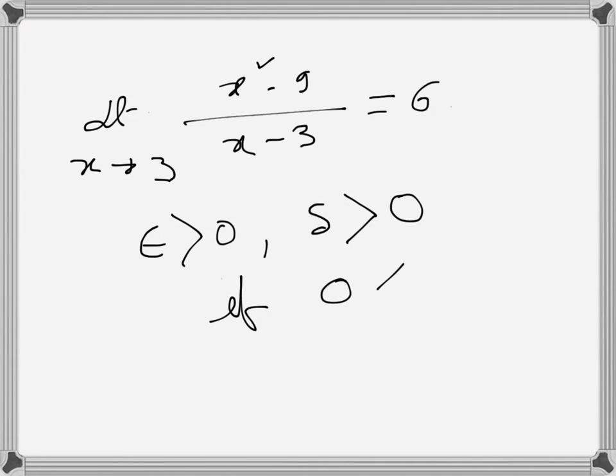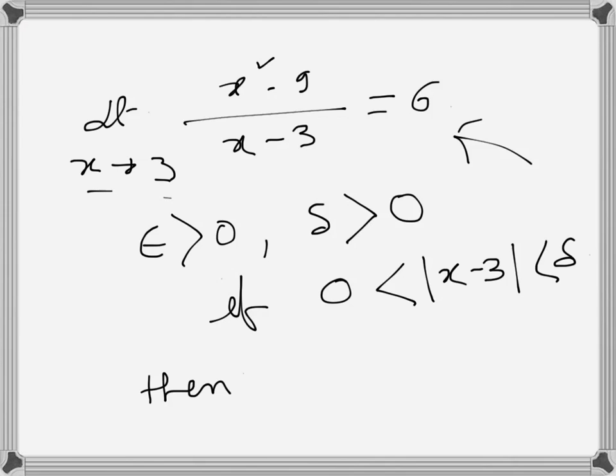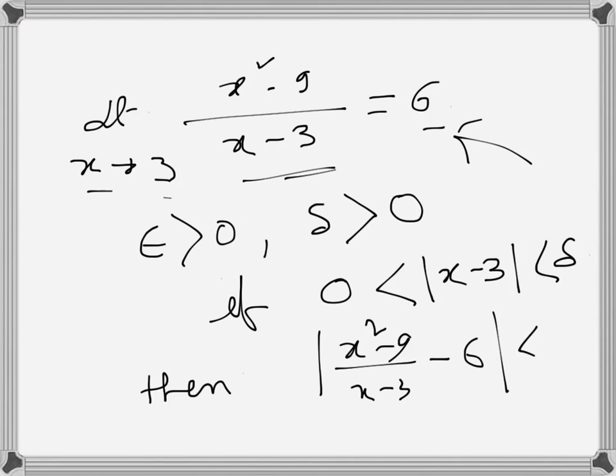and if we say that the magnitude of the difference between x and 3, which is x minus 3, is less than delta but greater than 0, if we define delta like that, then in order to make this proof we need to show that the magnitude of x squared minus 9 over x minus 3, so basically this one minus this one, the difference between these two, the magnitude of that is less than epsilon.